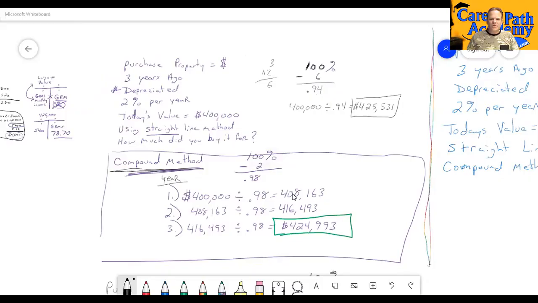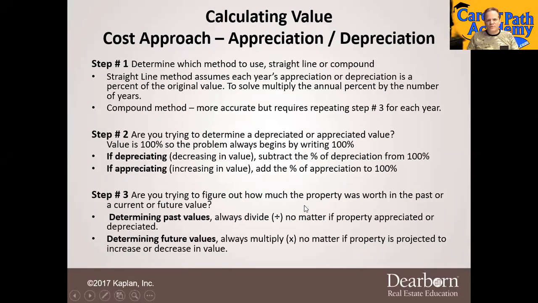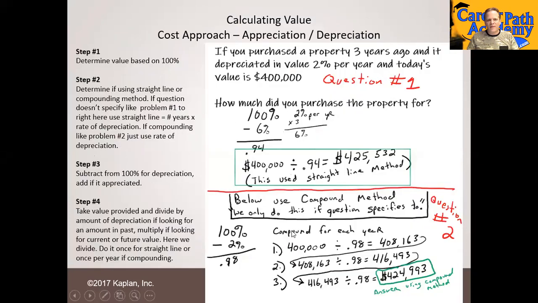So on the slideshow, I go over those instructions here, but if that's not good enough, on the next slide, I give you the math problem and I show you step by step what I'm doing. You determine the value based on 100%, okay? First step right here. Determine if you're using straight line or compound method. If it doesn't specify, like in this problem, you're going to use the straight line. Take the number of years times the rate of depreciation. But if it's a compounding method, like problem number 2 down here, you're going to subtract from 100%, and then you're going to do the problem once for each year.